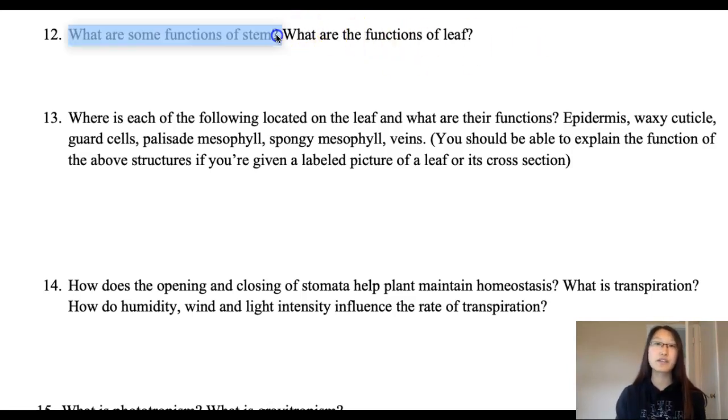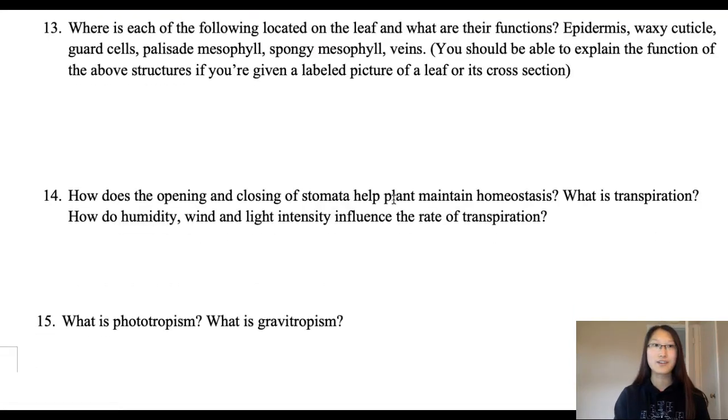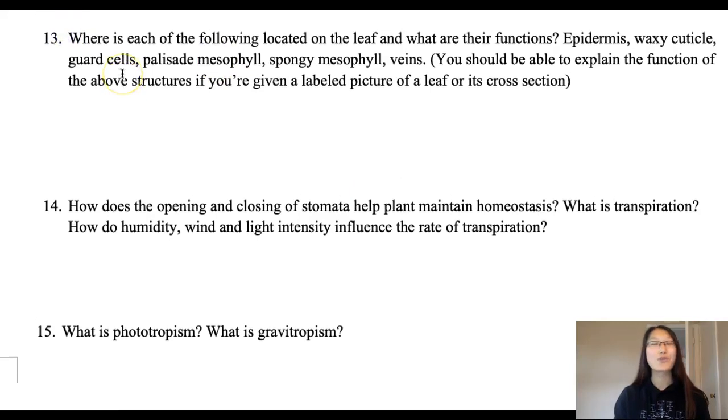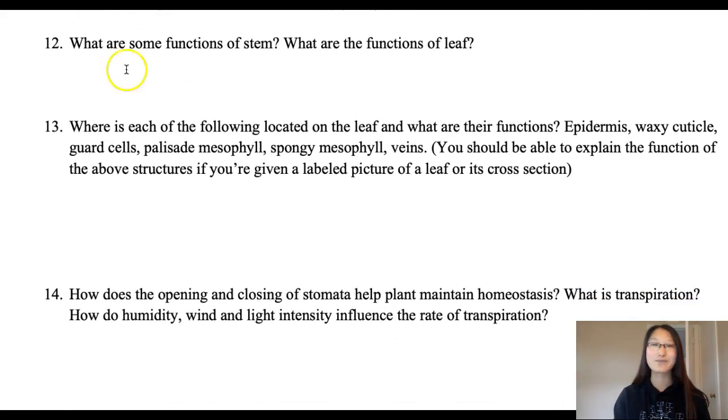What are the functions of leaf? Photosynthesis. If you get this question wrong, I swear to God, I'm going to fail you. You won't, because you'll get it right.